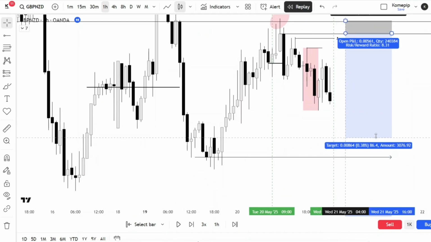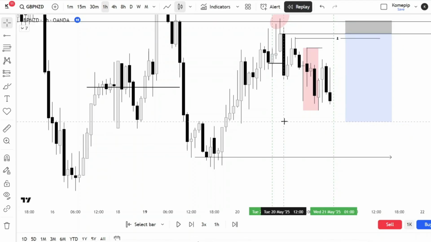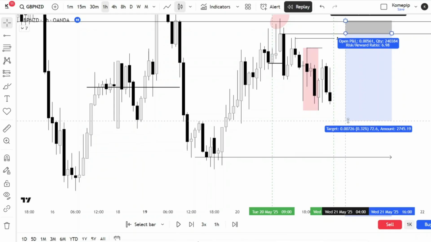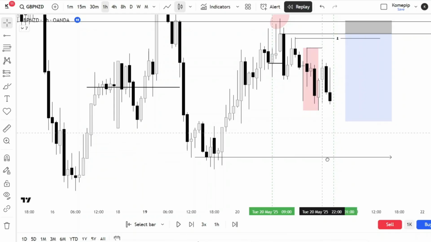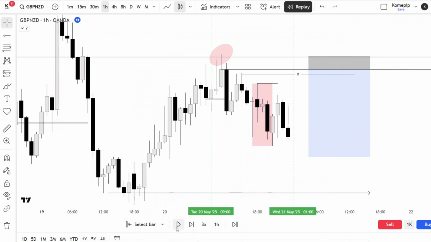Okay, but I think I targeted around 1 to 7, right, this low. Because the reason is this: we don't want to be too greedy, guys. We don't want to be too greedy. It is very important that we understand what we are doing. So I think my stop loss was around there. So let's play price and see exactly how it goes.